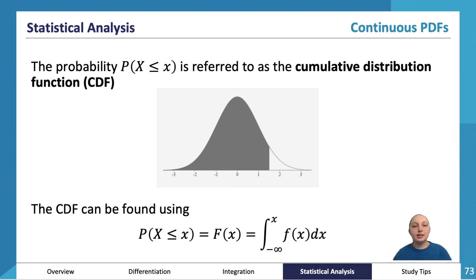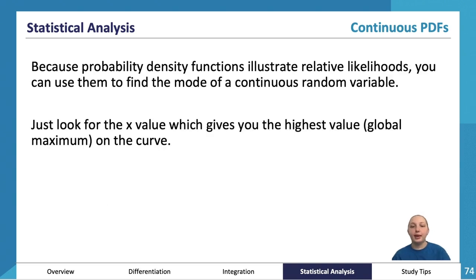But important just to understand that your CDF is going to give you an equation, your PDF is going to give you a curve. Okay, and your CDF will have an x as one of your limits. Okay, your upper limit will be an x with the CDF, whereas when we're thinking of the PDF, you won't have x in your limits. Okay, so because probability density functions illustrate relative likelihoods, you can use them to find continuous random variables just by looking for the x value which gives the highest value or the maximum on the curve.